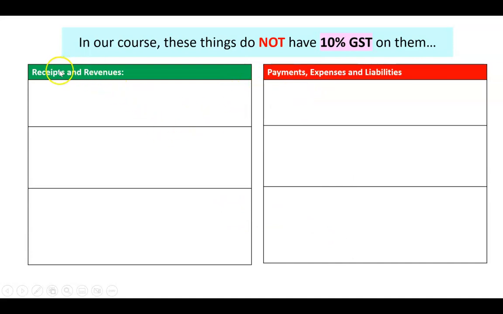What do we mean? Well, let's start over here. With the receipts and revenues that we have, these are the things that don't have GST, and then we'll sort of match them up and go, well, the opposite of it would be in here, the payments, the expenses, and liabilities. What are we talking about? Let's start here. Receipts and revenues.